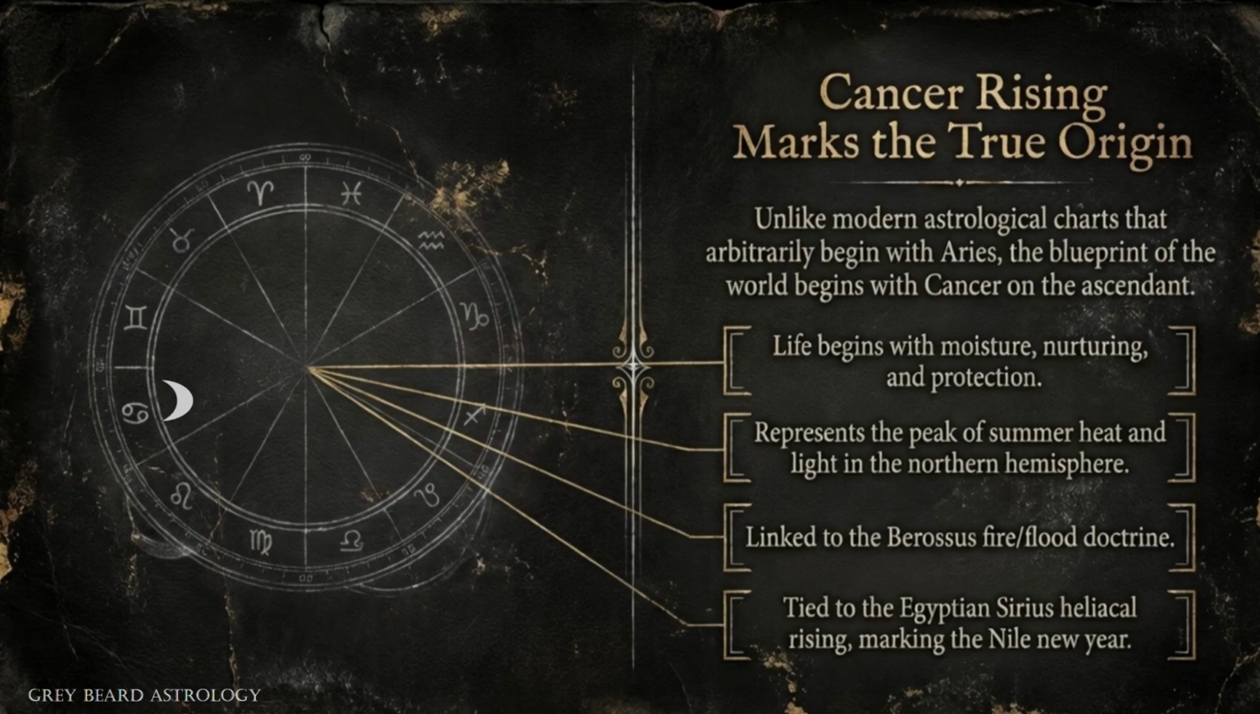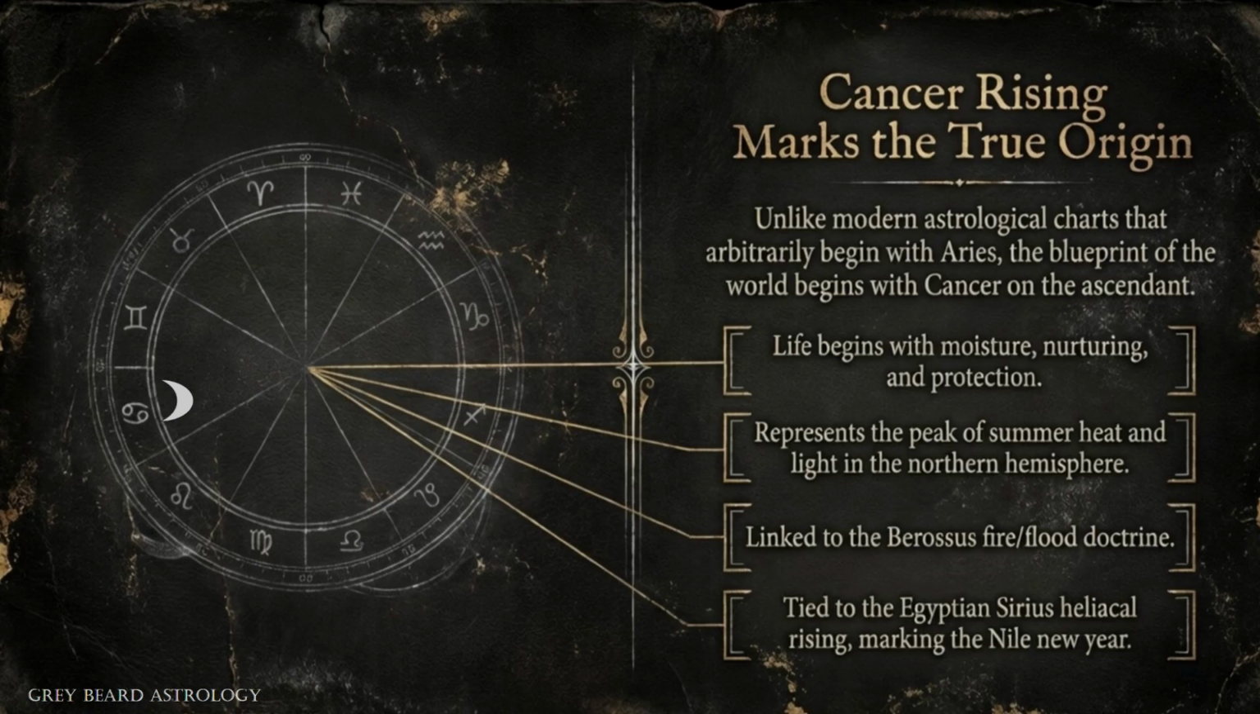Modern astrology starts the zodiac with Aries on the ascendant. Aries is raw conquest, war energy, naive, impulsive. The ancients had a different logic by putting Cancer on the ascendant. And the reason was that life does not begin with aggression. Life begins with moisture and nurturing and protection. I mean, that's what the human infant needs.